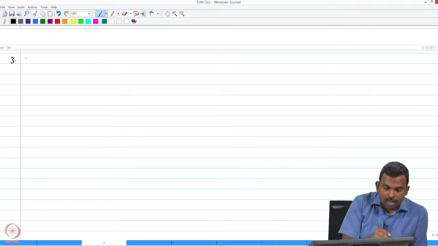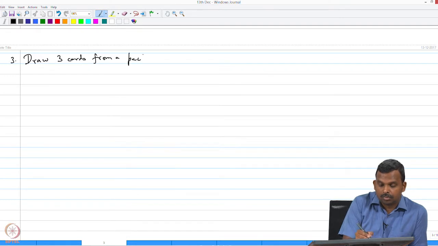So, let us look at drawing 3 cards from a pack without replacement.